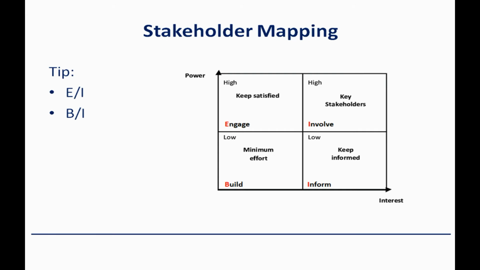The guide goes on to talk about stakeholder mapping. Once again, some students may feel confident remembering the graphic. For others, the tip is to remember EI and BI, which form the letters of the upper and lower sections of the matrix: engage, involve, and build, inform.